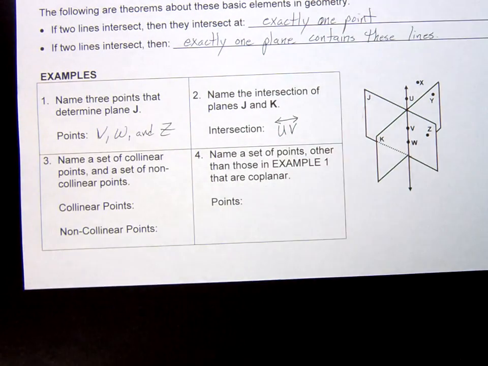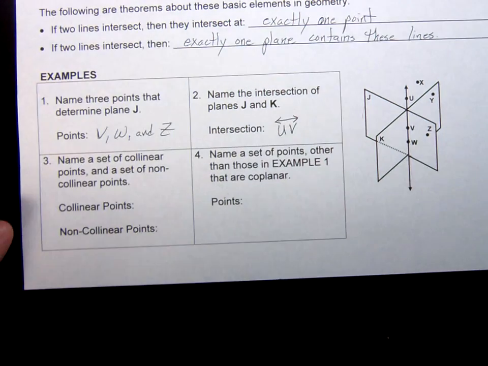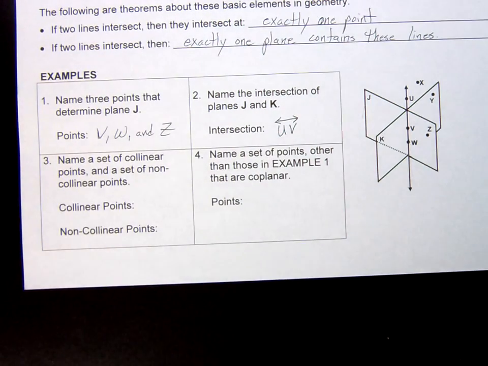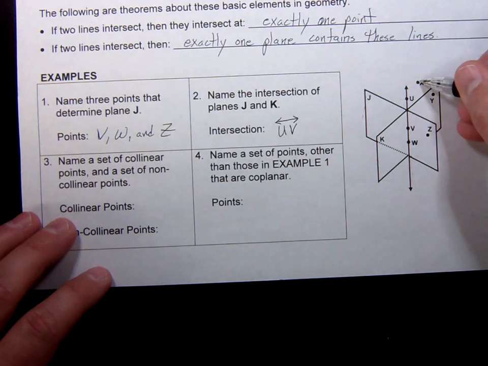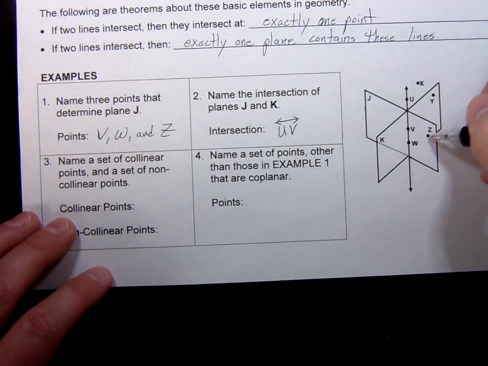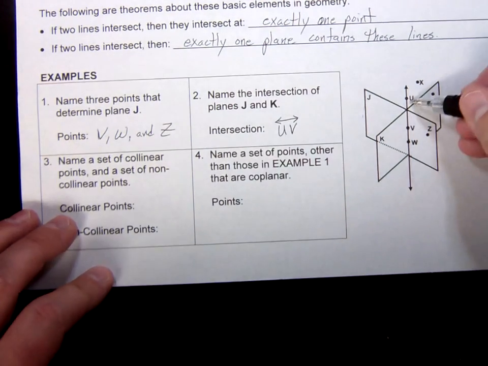So I named it line UV. You might have a different name and it might still be correct. Make sure you are not using points X, Y, and Z though, because none of those are on this line. Make sure you're using 2 of these 3 points, U, V, or W.